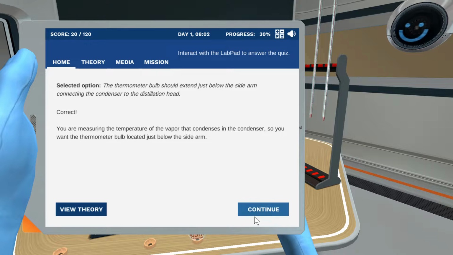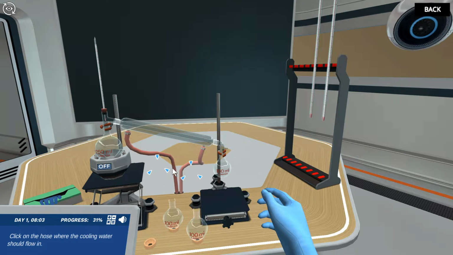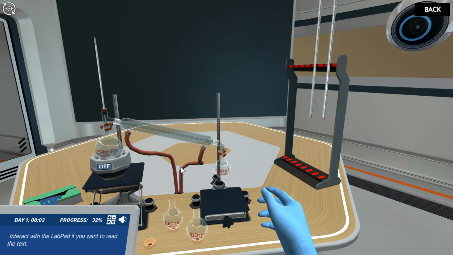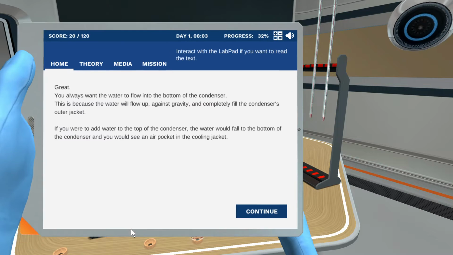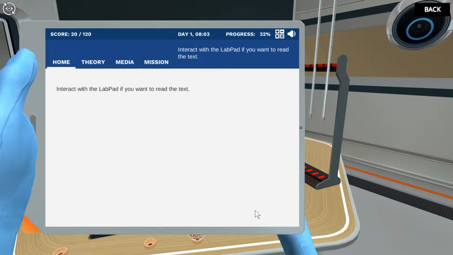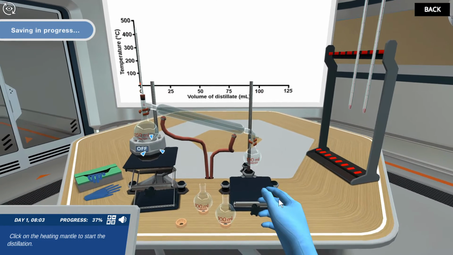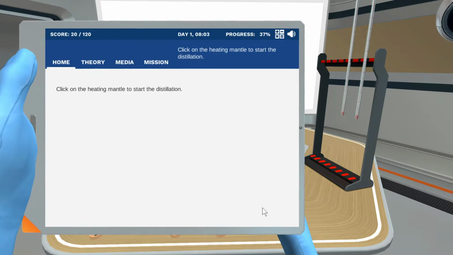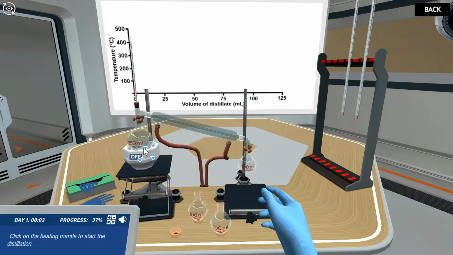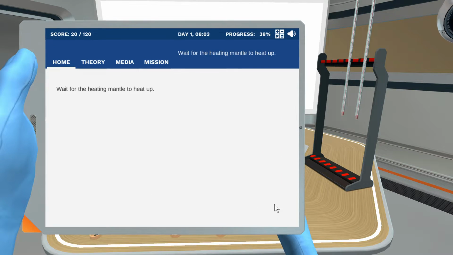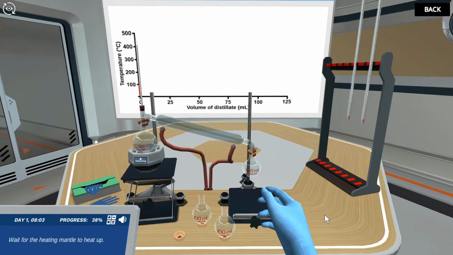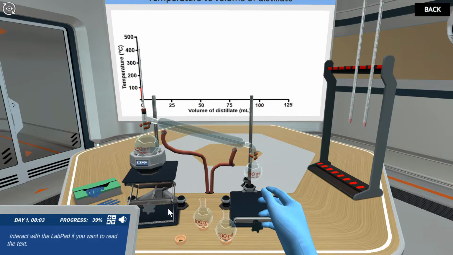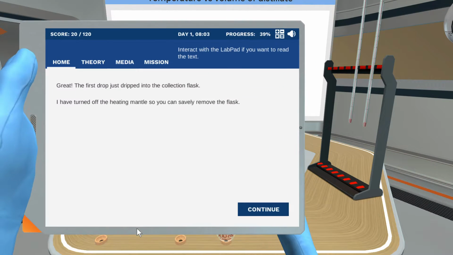Correct. Click on the hose where the cooling water should flow in. Great. You always want the water to flow into the bottom of the condenser. Well done. Click on the heating mantle to start the distillation. Wait for the heating mantle to heat up. Great. The first drop just dripped into the collection flask.